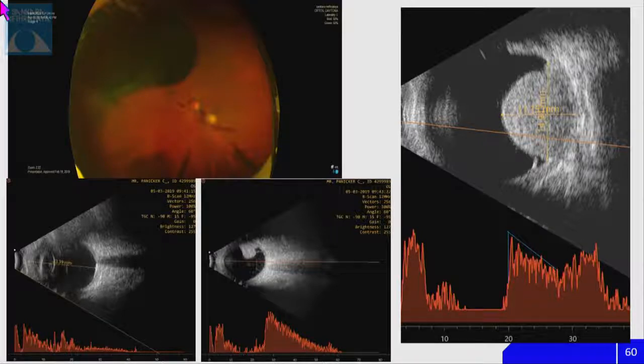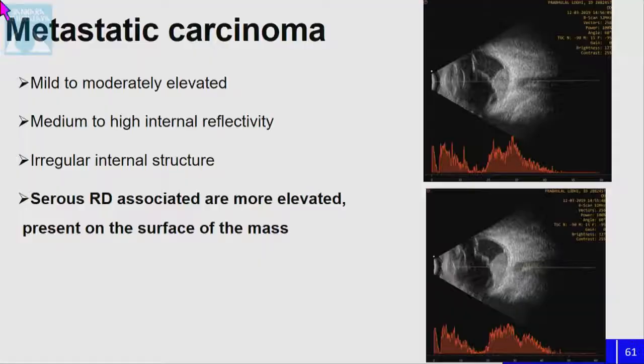So this is a transverse scan showing the basal diameter and the apex, the tumor height or tumor thickness. And this is a longitudinal scan. The measurements I have removed because it was not clear. So in metastatic carcinoma, the clinching factor is the exudation. The level of exudation will be more than malignant melanoma or any other lesion for the same size of the lesion. And the retinal detachment is seen on the surface of the lesion as well.